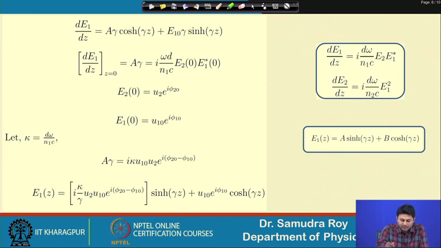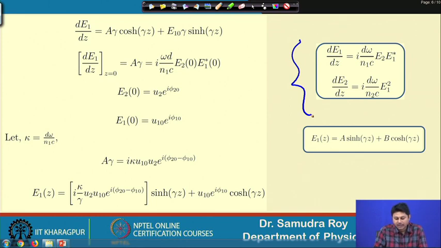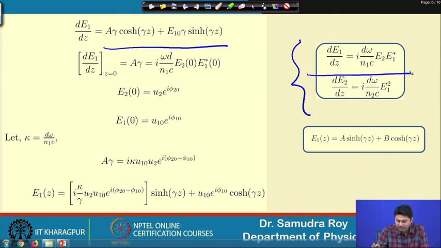So, this was our main equation, and from this main equation we have this derivative term. In this main equation we can see that dE1/dz is this quantity. If I want to find the value of dE1/dz at z equal to 0, we need to put z equal to 0 in these terms and see what the value is. Exactly that we are doing here.